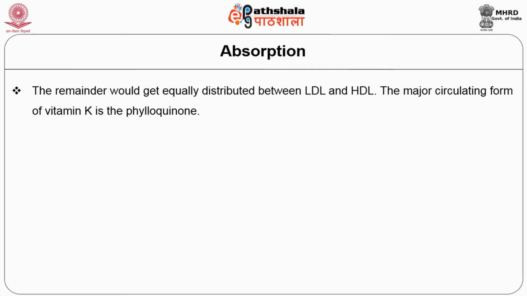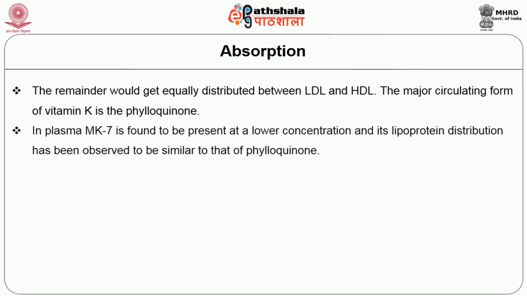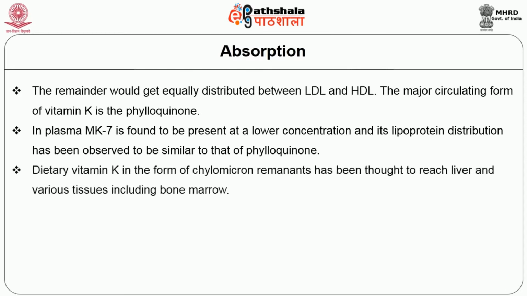The major circulating form of vitamin K is phylloquinone. In plasma, MK7 is found to be present at a lower concentration, and its lipoprotein distribution has been observed to be similar to that of phylloquinone. Dietary vitamin K in the form of chylomicron remnants has been thought to reach the liver and various tissues including bone marrow.